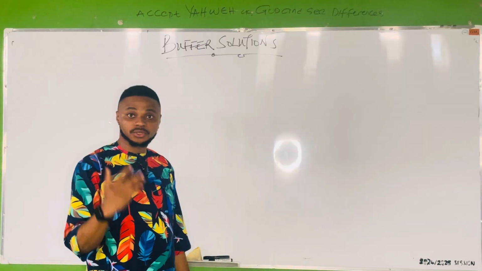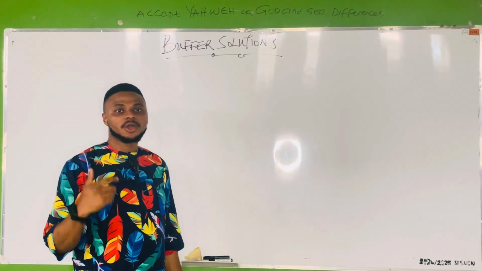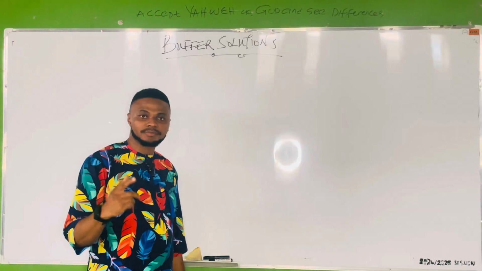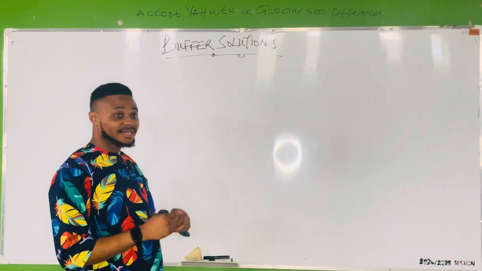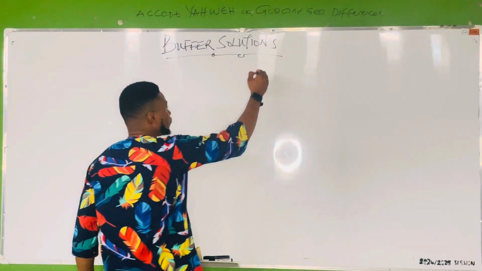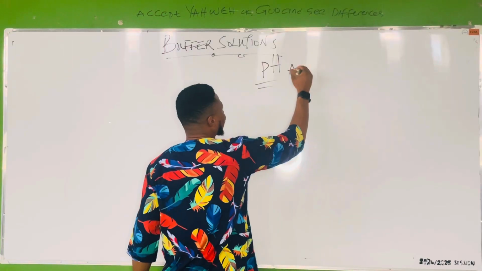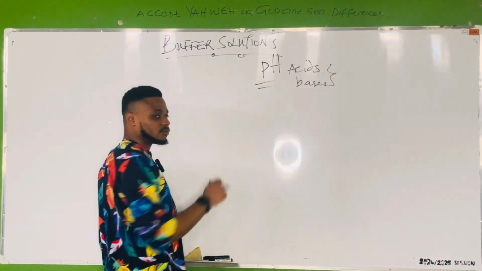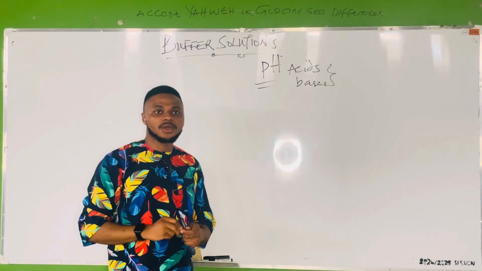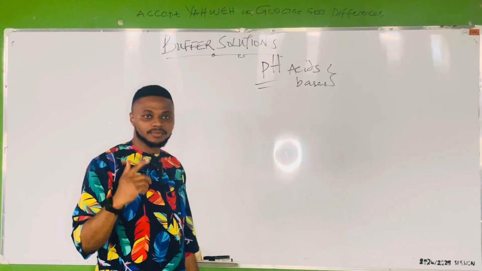Buffer solutions are solutions that show resistance to changes in pH whenever small amounts of acids or bases are added to it. So any solution that resists change in pH whenever you add small amounts of acids or bases is called a buffer solution. So those are buffer solutions. All right. But then buffer solutions do not always remain buffer solutions.